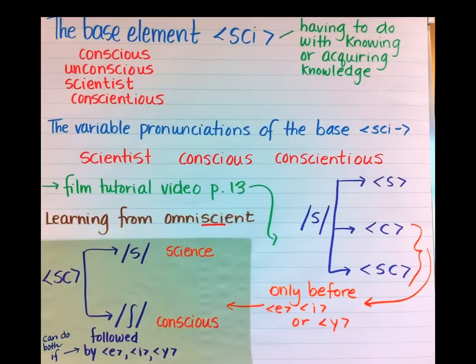The base element SCI has to do with knowing or acquiring knowledge. The examples here are conscious, unconscious, scientist, and conscientious. The variable pronunciations of the base SCI can shift based on that S and what's preceding it. So you can learn a lot from the word omniscient, but basically we find an S sound in letters represented by S, C, and SC, but only if those are before an E, I, or Y. So you can also have the sh sound, as in conscious, if they're followed by this E, I, or Y.